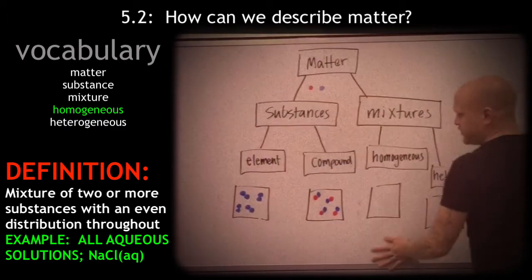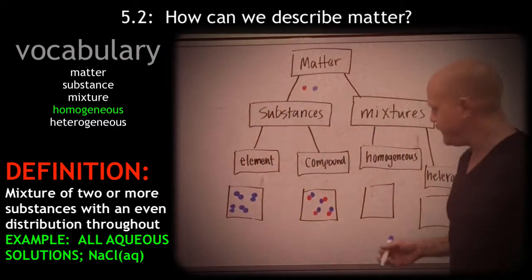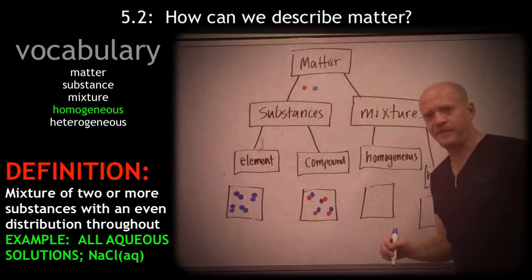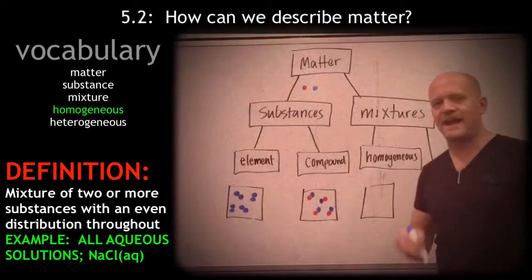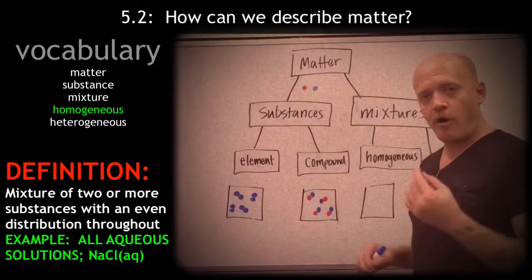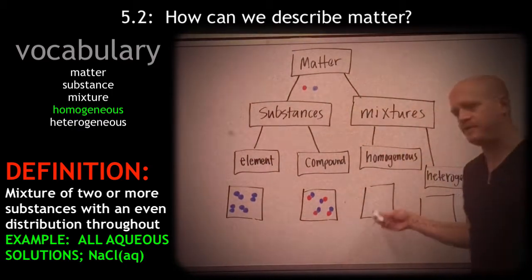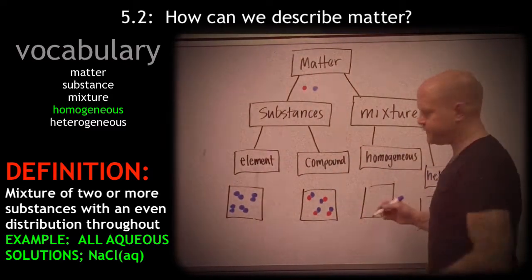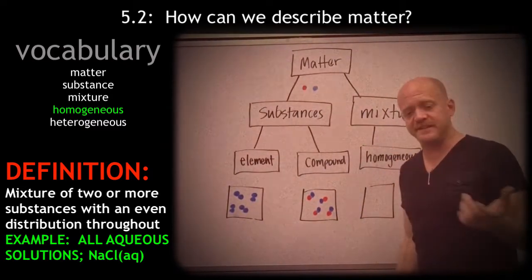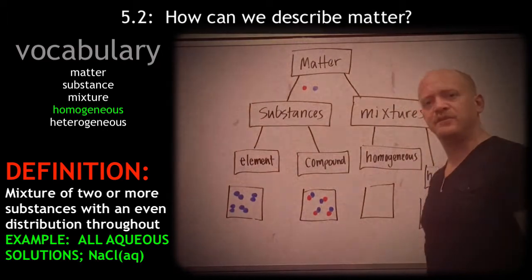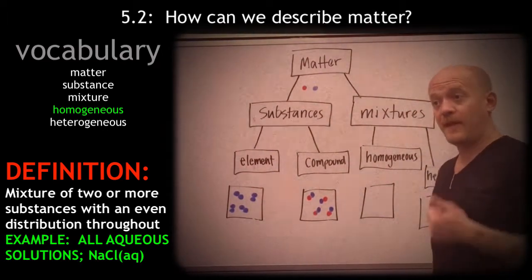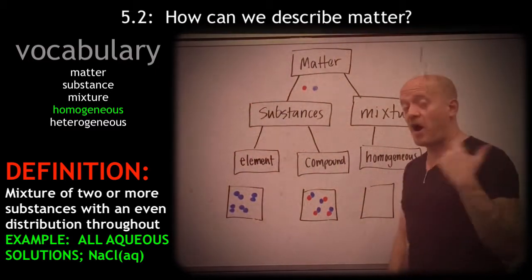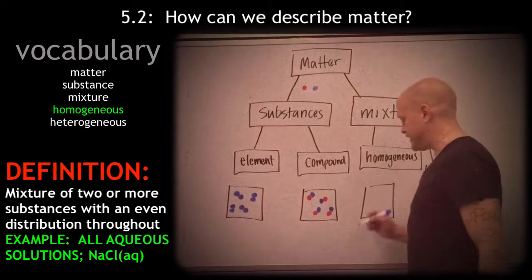Now our mixtures are a little bit more complicated. We have a homogeneous mixture and a heterogeneous mixture. A homogeneous mixture means that everything is evenly distributed. Homo means same. A homogeneous mixture means it is the same distribution throughout. An example of a homogeneous mixture is any type of solution. Salt water. Air is a homogeneous mixture. Anything that is in a solution. An aqueous solution is a homogeneous mixture.